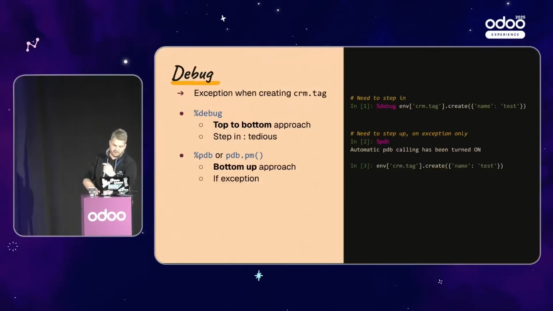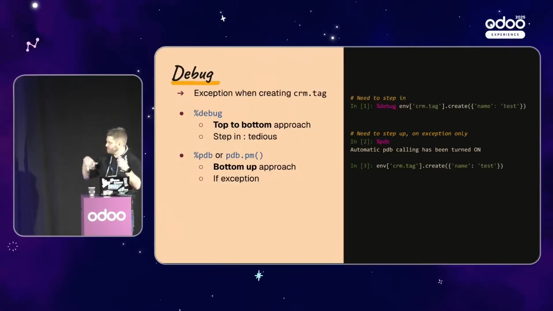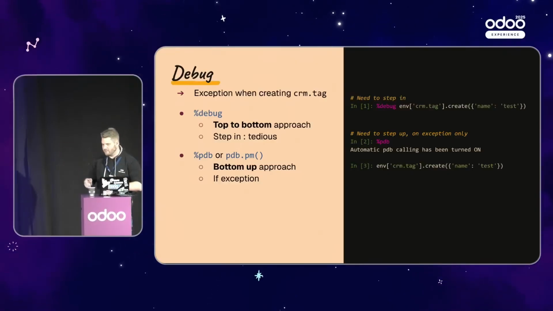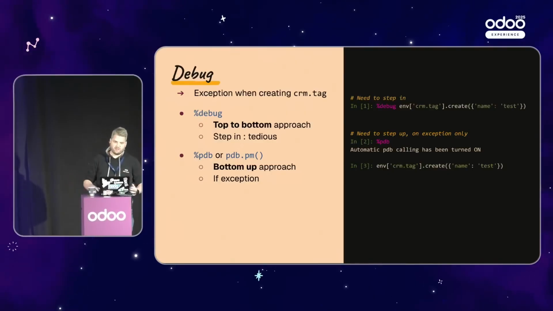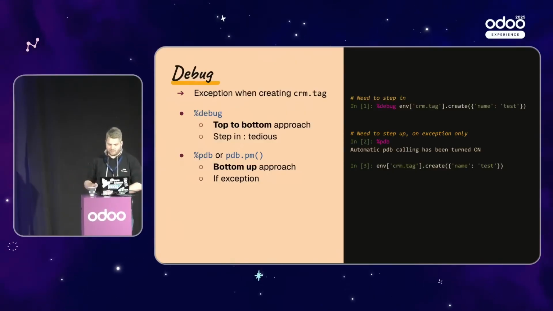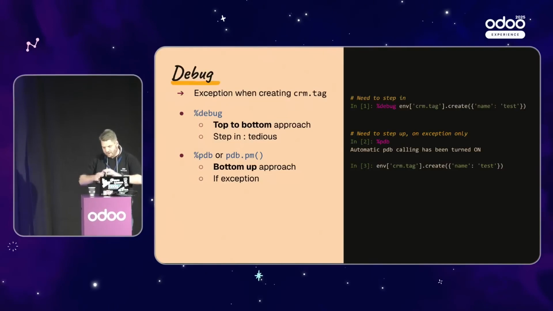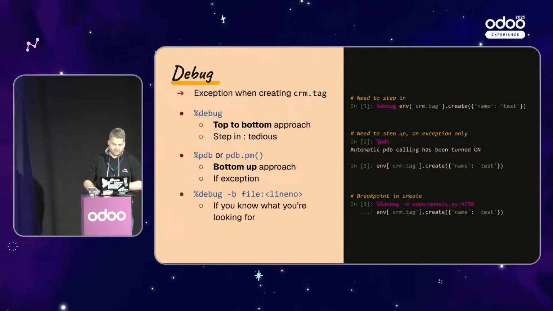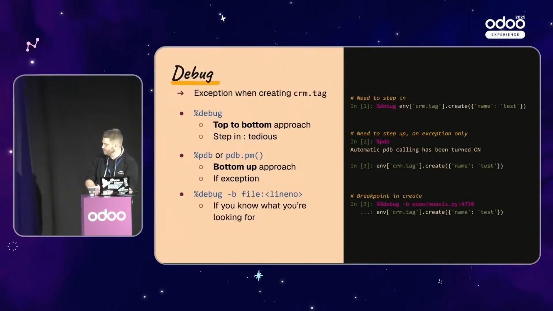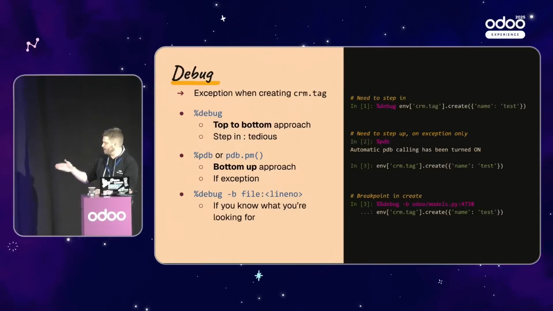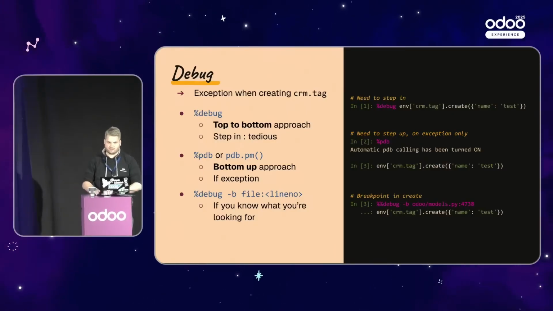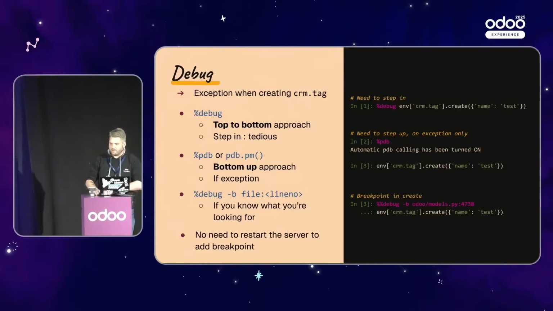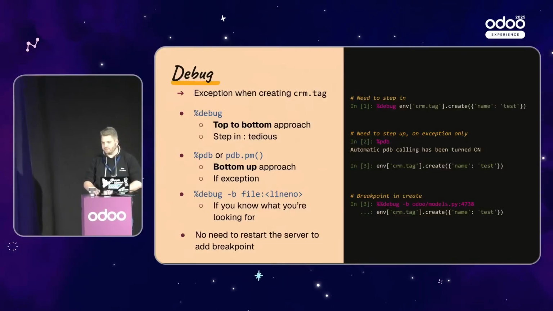But there is also the bottom-up approach with PDB that will be automatically called on an exception, but that of course implies that you have to have an exception, and sometimes you want to add your breakpoint on a precise point without even having an exception, and you can actually do that with debug2 by specifying the file and the line number. And now what's great with these three methods is that you don't even need to restart your server while doing that.